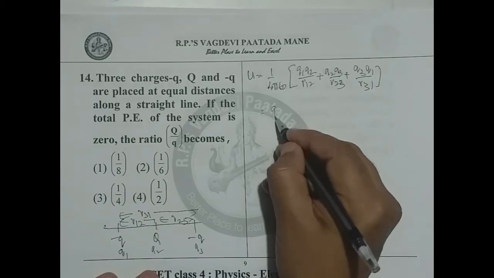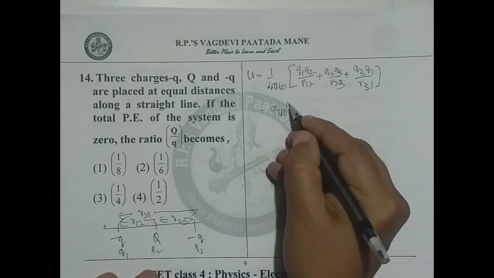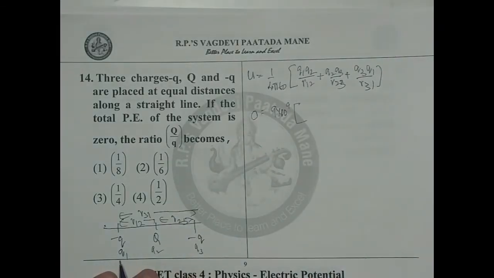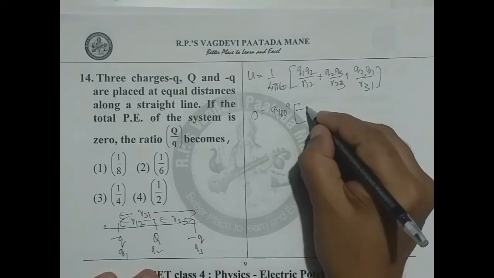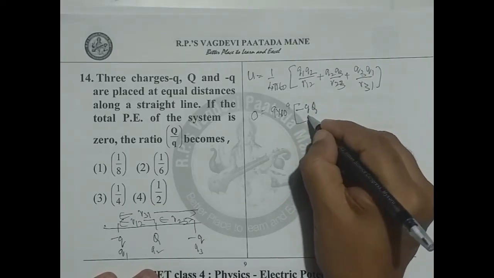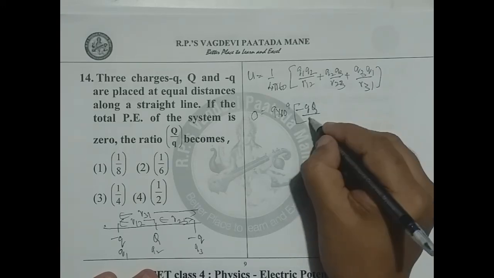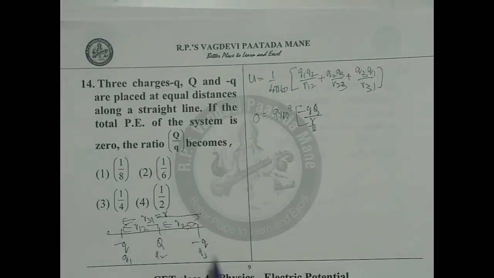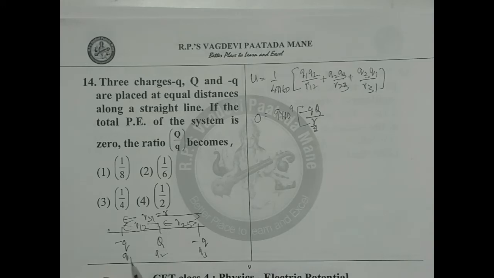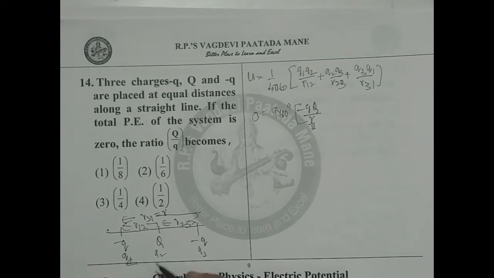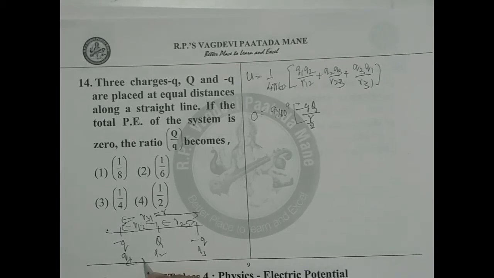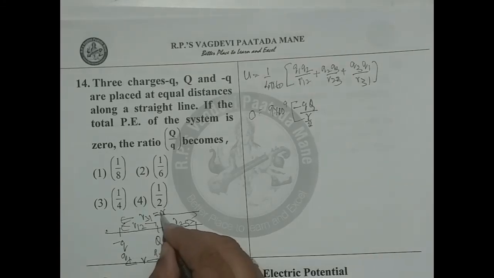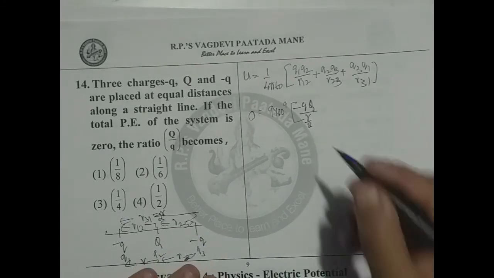Now we substitute everything. 9 into 10 raised to 9 is not required, as the left hand side is 0 as given. Q1 is minus Q into capital Q divided by R12, which is R by 2 I take, because R13 has total R. Equidistant means, say, we can take this as R and this has also R, and this is 2R. R31 is 2R. Now we substitute everything.